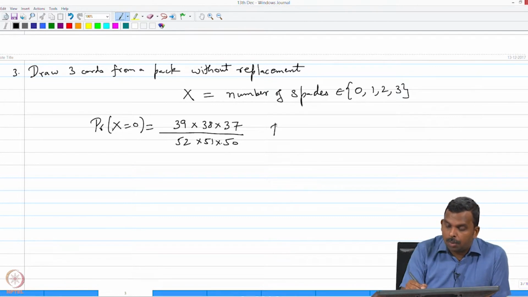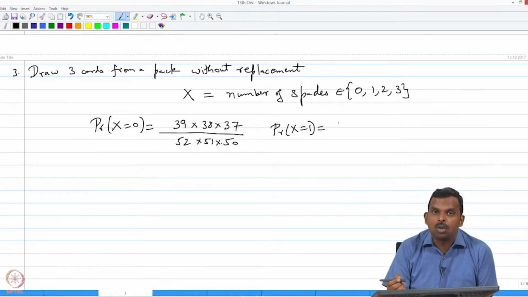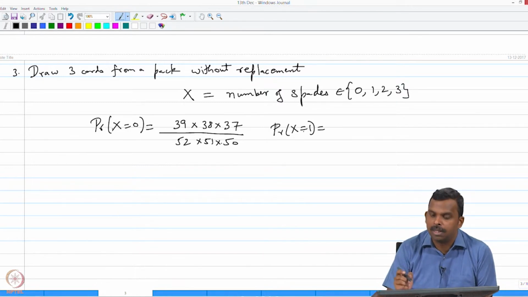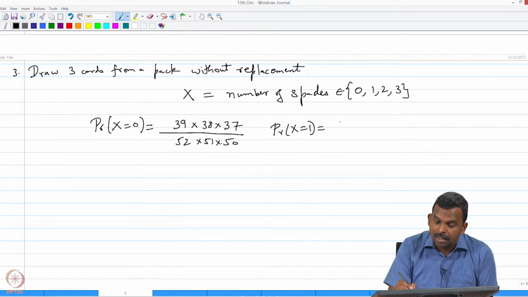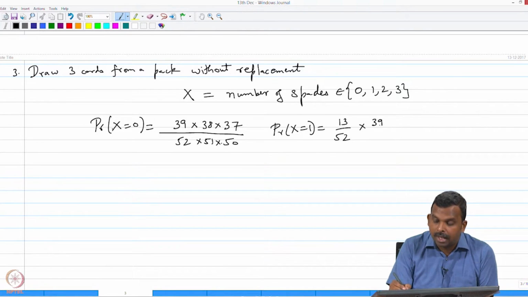Okay. Now, what about the probability that x equals 1? So, you have 1 spade. Okay. So, here again you have to split based on what happens in the draws. Remember, this is exactly one spade. I should have one spade and two non-spades. Okay. So, I might have the case that the first card I picked was a spade. This is the probability that the first card I pick is a spade. So, if I pick a spade in the first card, what should happen in the remaining two draws? I should not pick a spade. So, how many non-spades are left? 39 out of 51 and then 38 out of 50.